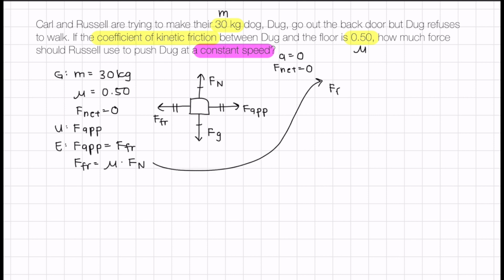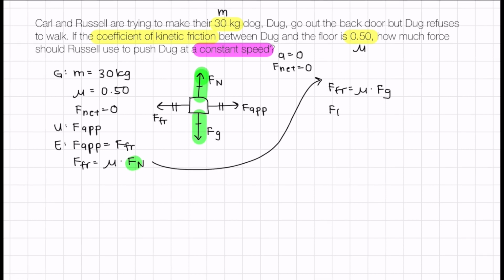So force of friction is equal to mu times, instead of the normal force, just like last time, we know that in this scenario, normal force and the force of gravity are equal in magnitude. So I'm going to replace normal force with the force of gravity. And it's going to be, again, solved by multiplying mass times the acceleration due to gravity. And then now I can substitute. So we know that mu, or the coefficient of friction, is 0.50. The mass is 30, and gravity is 9.8.